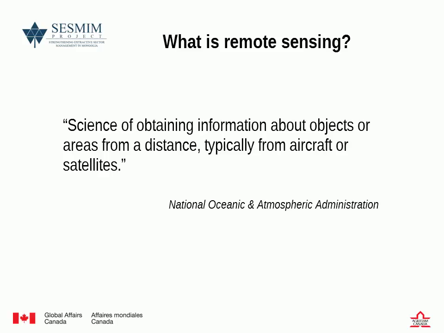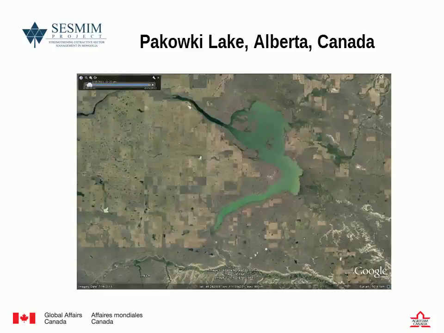So I think we had this definition of remote sensing. It's the science of obtaining information about objects or areas from a distance. So the first one I'm going to talk to you about is Pakauke Lake in Alberta. This is when I was doing water resource consulting.